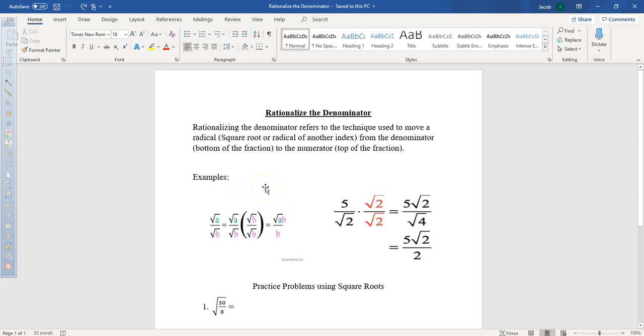And we do this similar to the way we do the conjugate rule. We're going to multiply on the bottom, but instead of multiplying by the opposite as in the conjugate rule, we just multiply by what is the same, so that the radicals cancel out, leaving me just the number under the radical. And as you can see in this example, we've moved the square root of 2 up to the top of the fraction, or into the numerator, and have it out of the denominator.